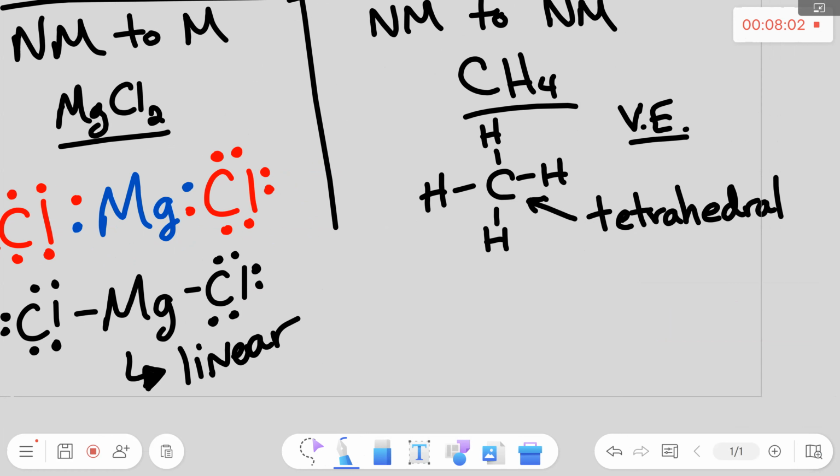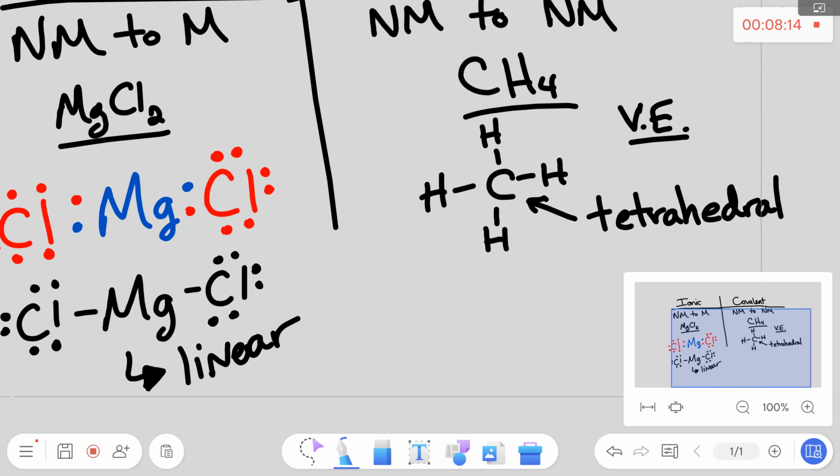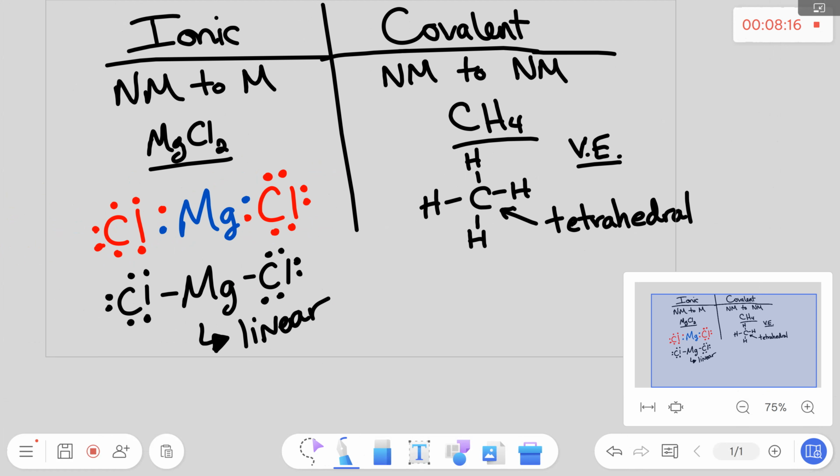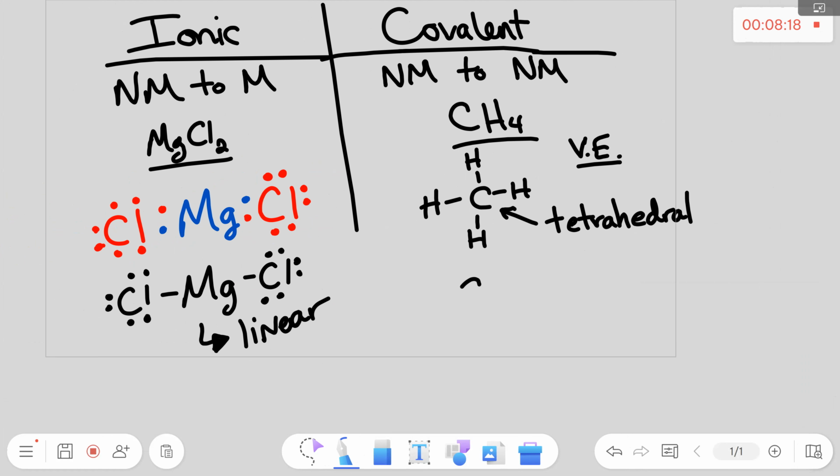One thing I forgot to mention, but let's rewind just a little bit. All right, the first element is going to be most likely your central element. So we put in magnesium in the middle, carbon in the middle. Looks great. What happens if we have a polyatomic? Like CH3OH.